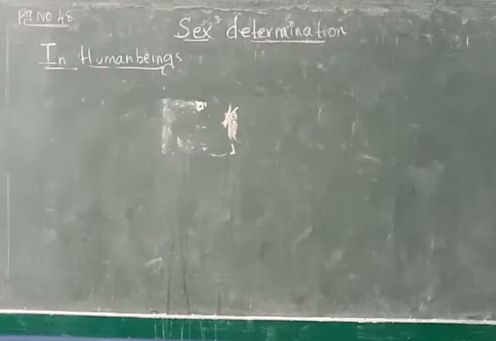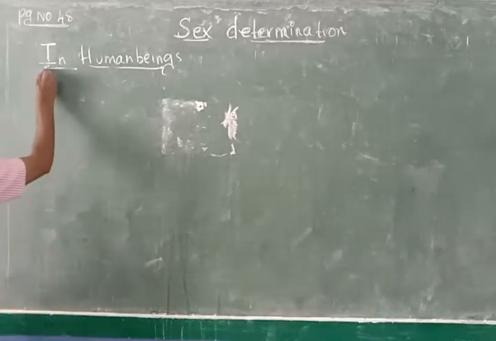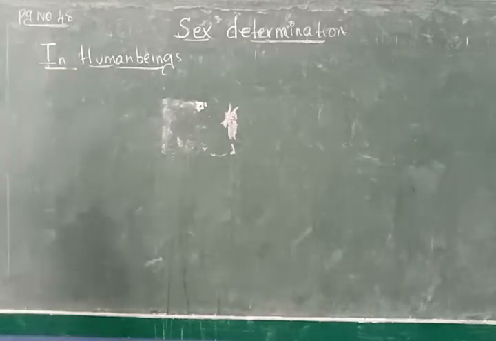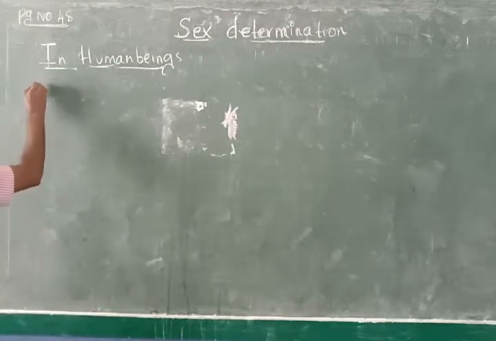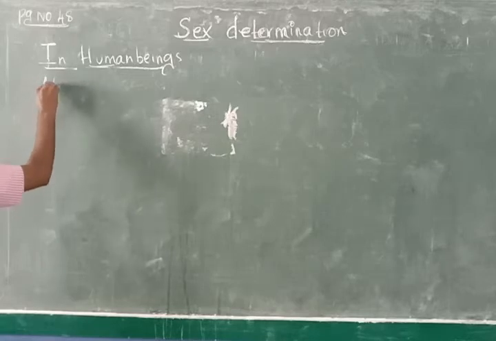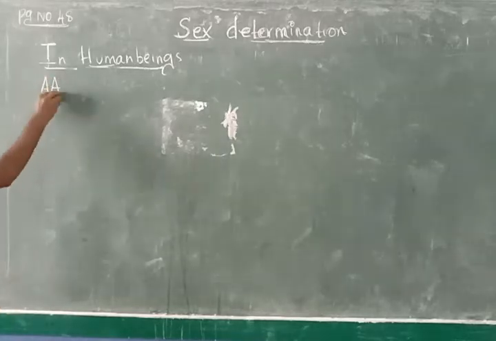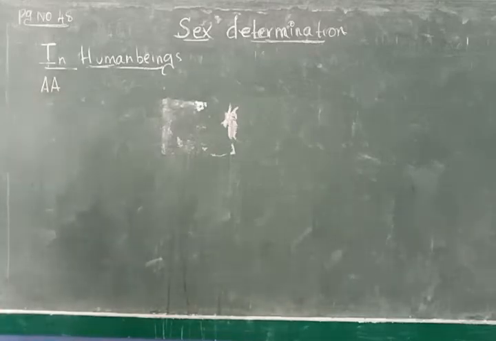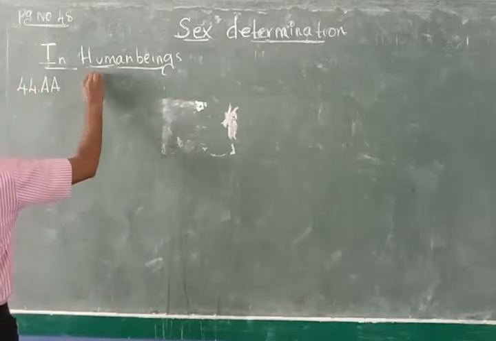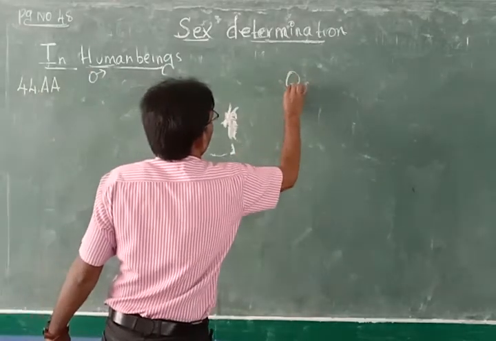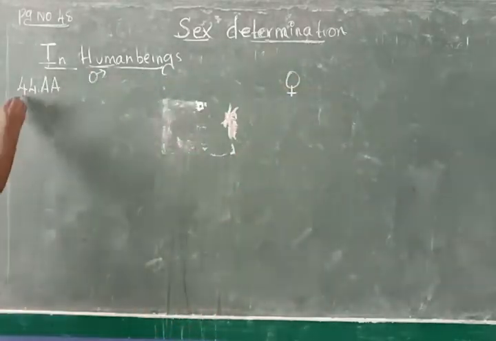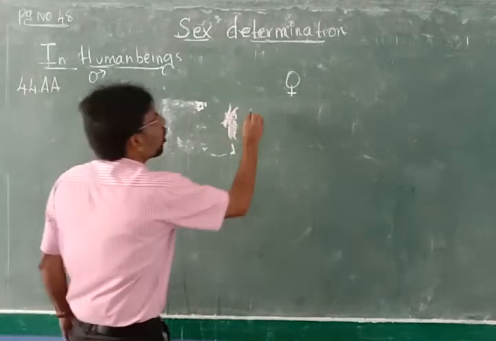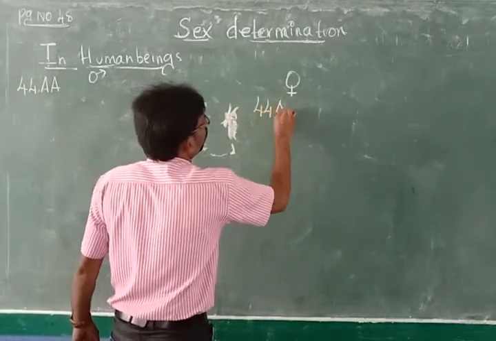The next one is the sex determination in human. Listen. So as we already discussed about the two sets of chromosomes, one is the autosome. So I just put it AA for autosome. So how many pairs of chromosomes are there? How many chromosomes are there in the autosome? That is 44 chromosomes. So when you talk about male and when you talk about female, male will have 44 autosomes and female also will have 44 autosomes.